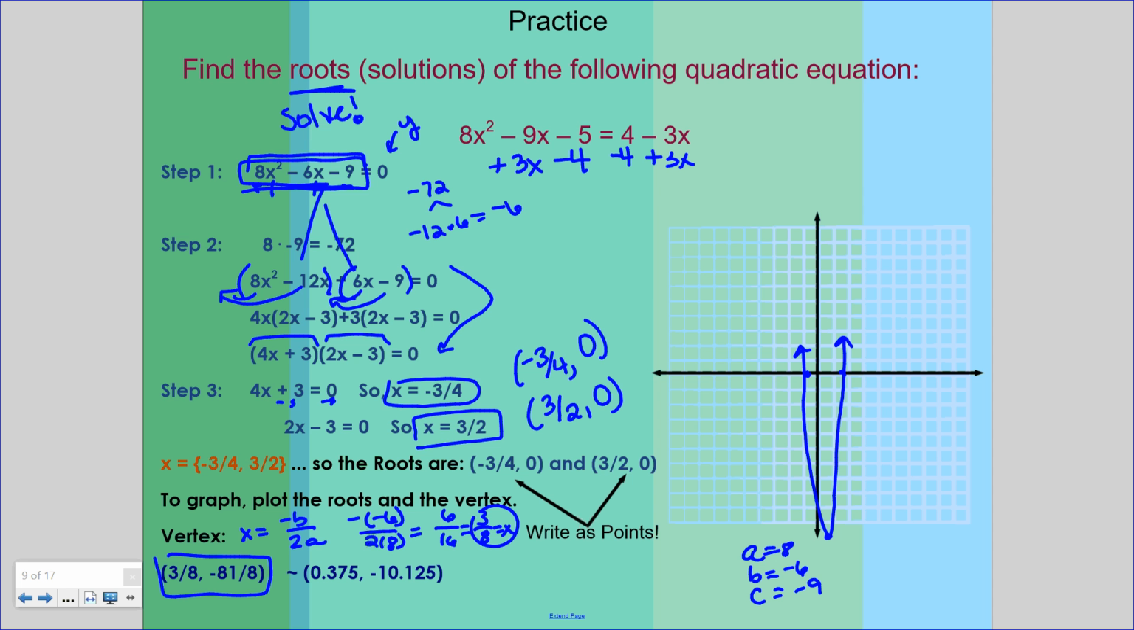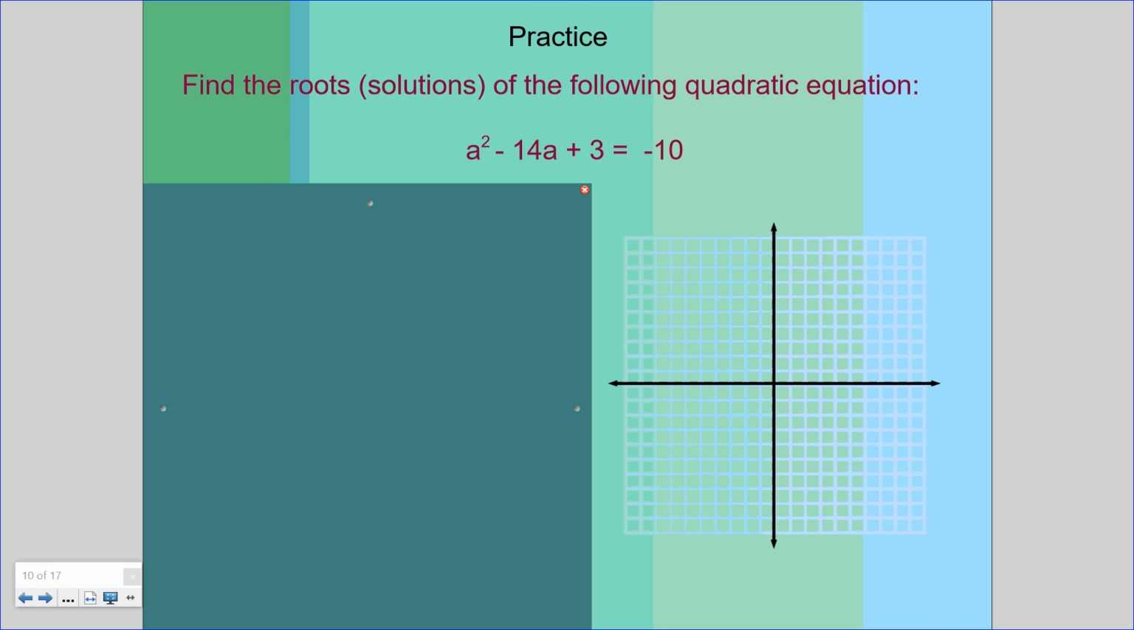And we just have a nice little sketch, but we can see how narrow it is, how low that vertex is, and that it's opening up. So finding your 2 roots and then your vertex will be enough to graph quadratic equations by factoring. All right, let's do another problem.